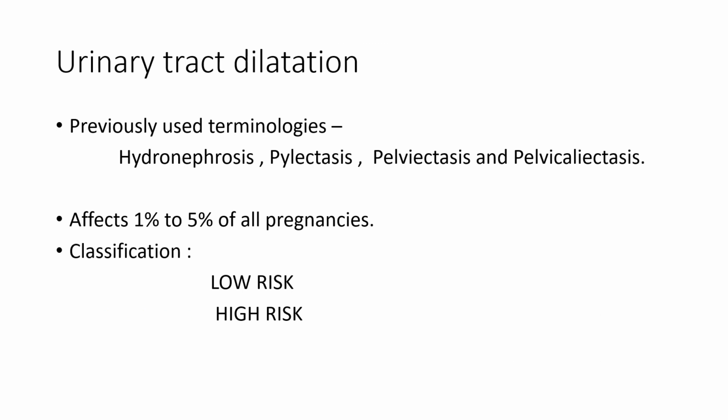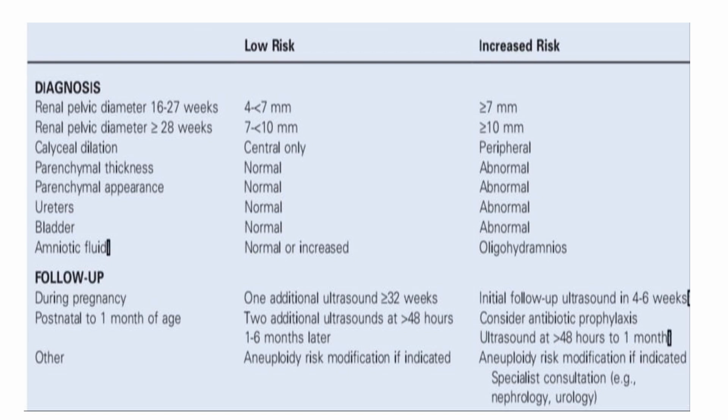The previously used terms were hydronephrosis, pyelectasis, pelviectasis, and pelvic ectasis. These terms are obsolete now. We use only urinary tract dilatation as the single term for the dilatation of the renal pelvis. It affects 1% to 5% of all pregnancies. We classify urinary tract dilatation into low risk and high risk groups. This is a table representing the features of the low risk and high risk groups.